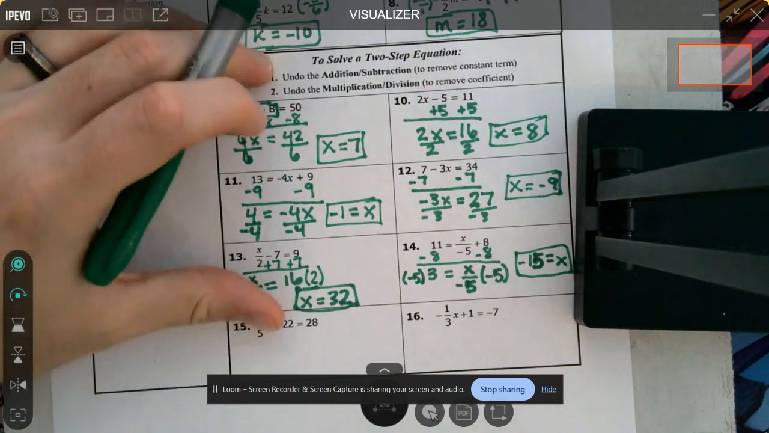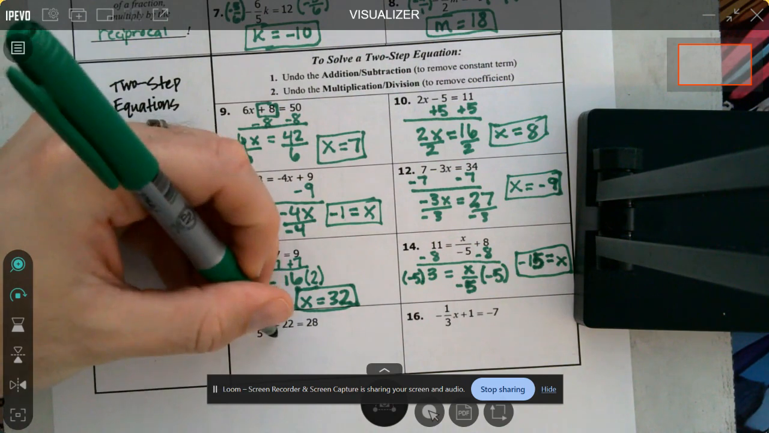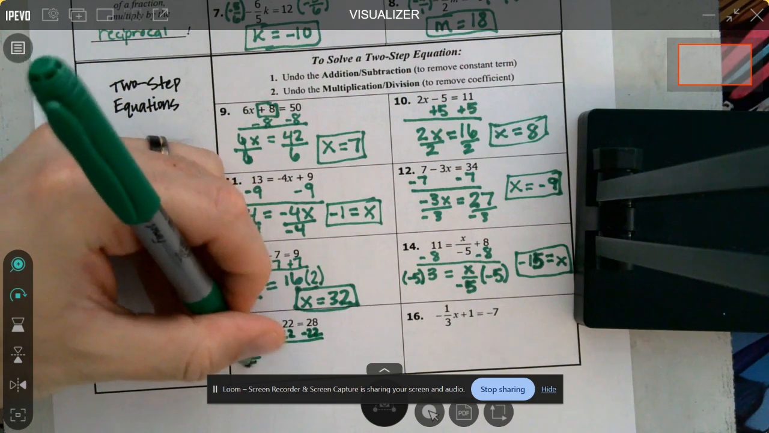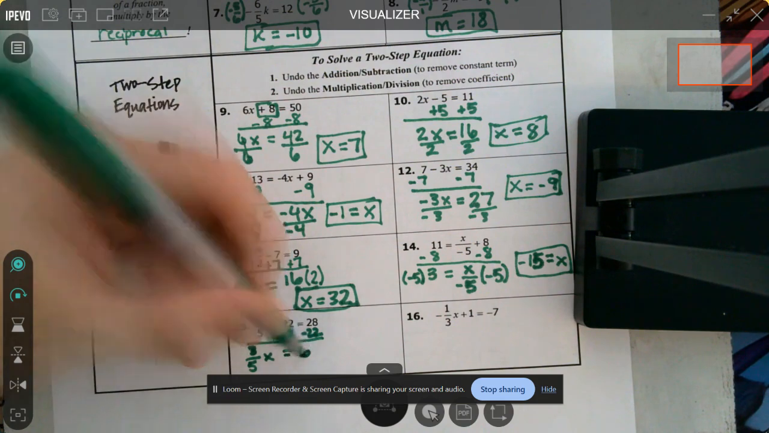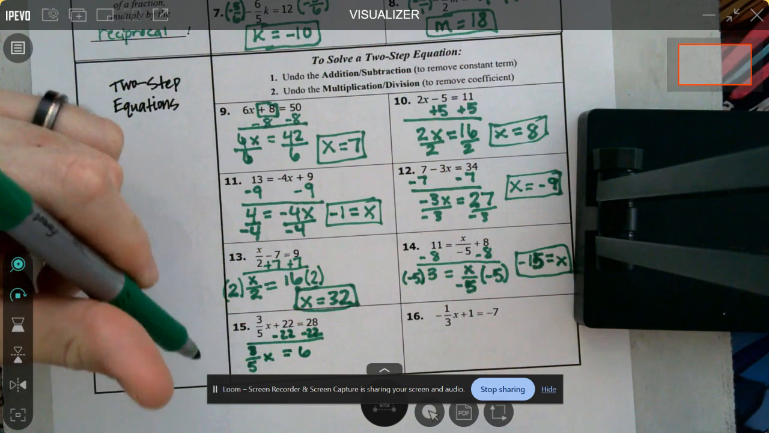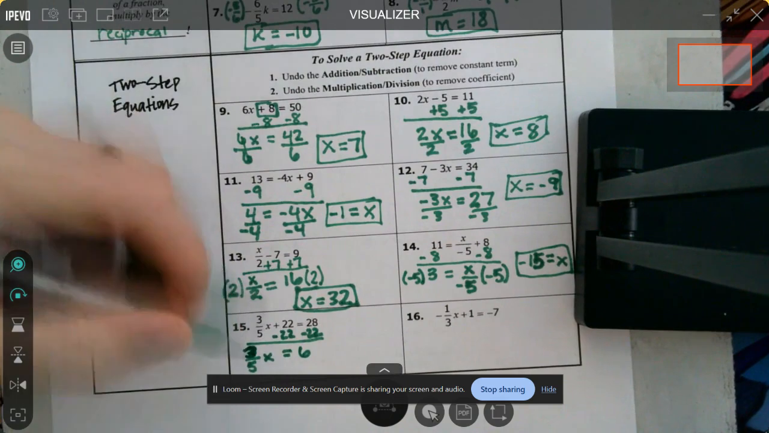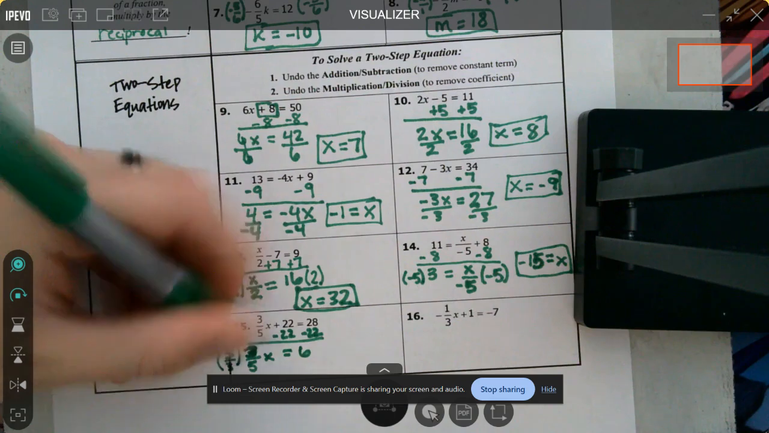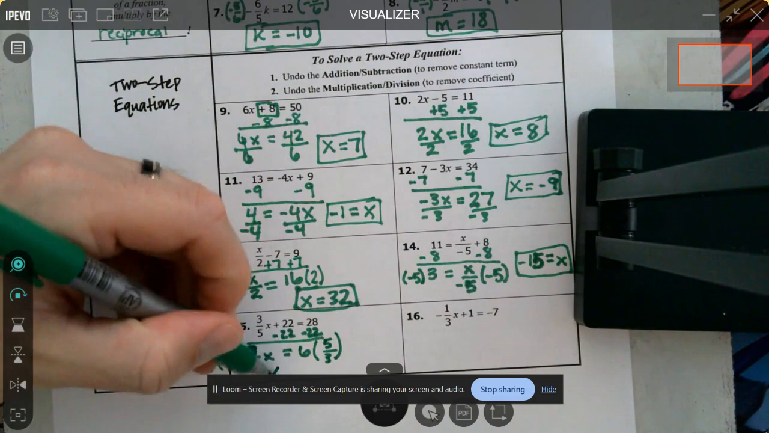All righty, let's do 15, and then you guys will do 16. I have to get rid of the plus 22 first by subtracting 22 from both sides. You get 3/5 x equals 6. Hopefully you remember from the first part of these notes, how do we cancel multiplication of a fraction? Multiply by the reciprocal. So this is 3 over 5. So we have to multiply by 5/3 on both sides.